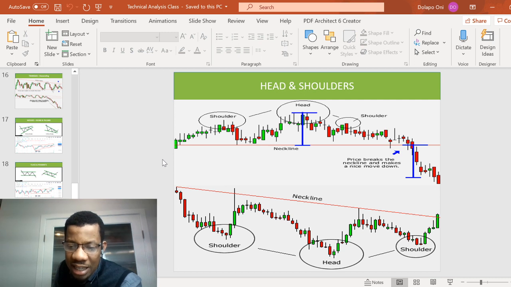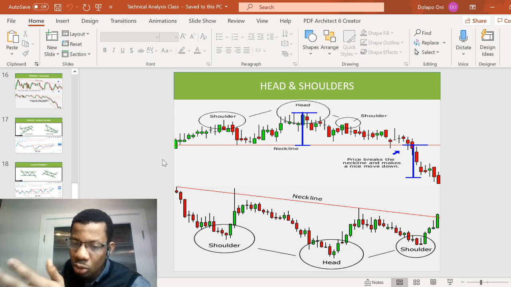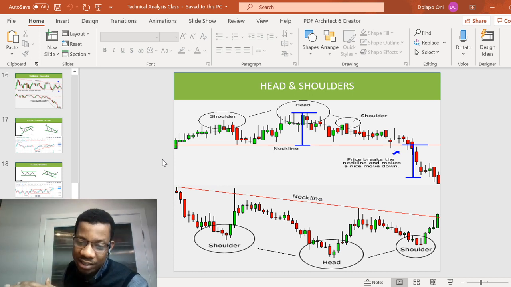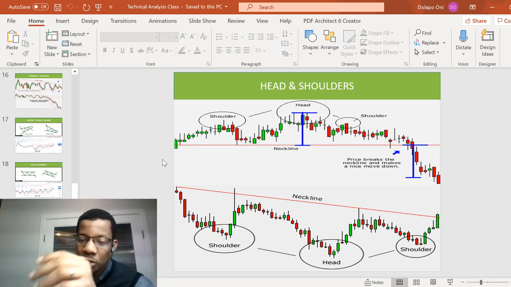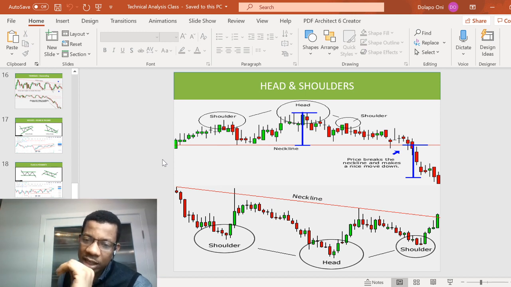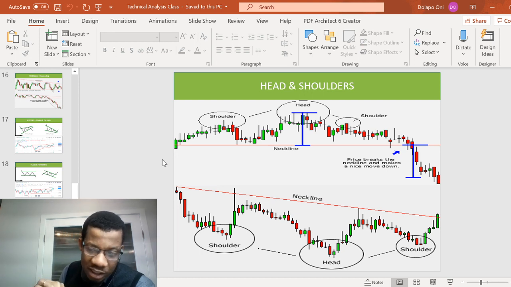Once you get a head and shoulders like this, the shoulders are always aligned. The shoulders should always be at the same height, but the head has to be taller than the shoulders in whatever direction it's facing. So on your screen, at the top you have an upward facing head and shoulders, which is a sign that the market is about to go down. And at the bottom of your screen, you have a downward facing head and shoulders, which is a sign that the market is about to head up.